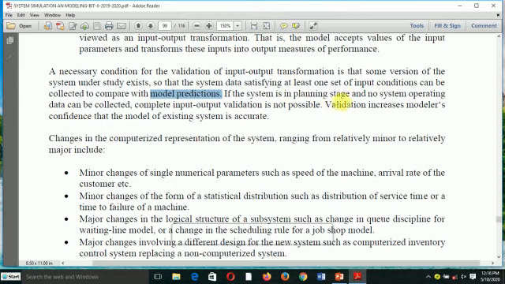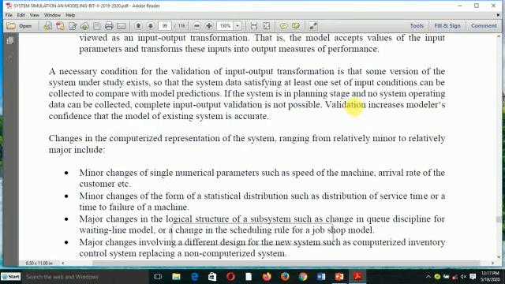If the system is in the planning stage, no system operating data can be collected. Complete input-output validation is not possible. It means that if you are still in the planning stage, at the first stage, you don't have any system which is operating, so you are not collecting data. Even input-output validation is not possible because there is nothing there. You don't have data.